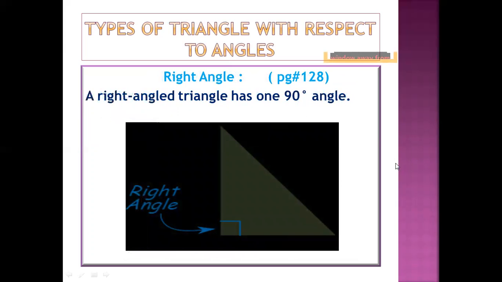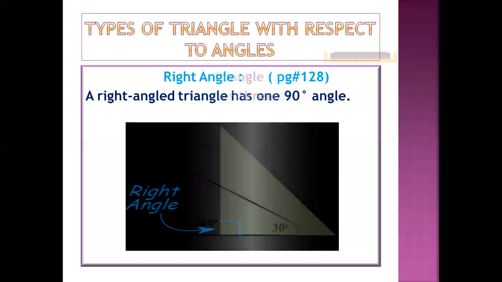Right angle triangle. A right angled triangle has one angle of 90 degree. As you know that in the triangle there are three angles, but in the right angle triangle one angle must be of 90 degree, and you can see clearly that this angle is a right angle. Right angle means perpendicular line, vertical line, straight line.